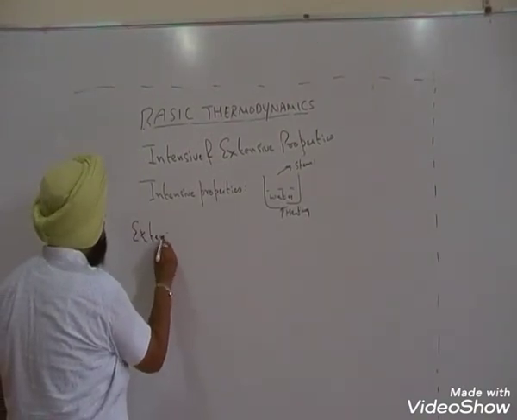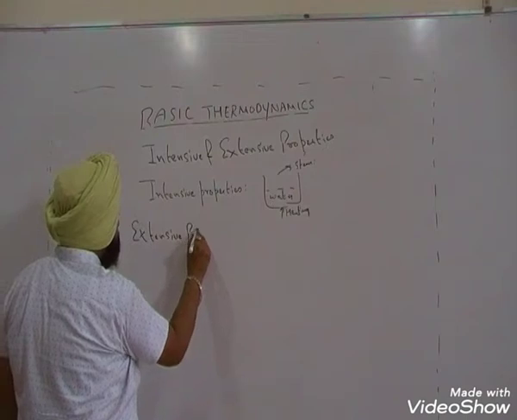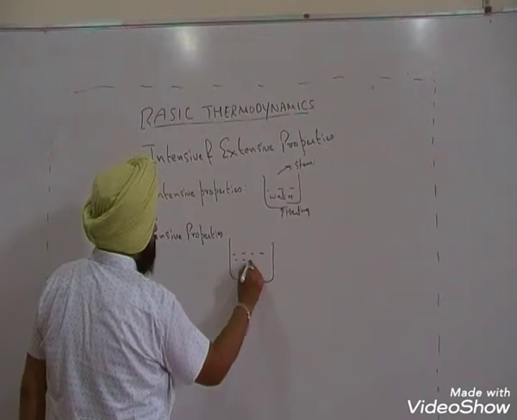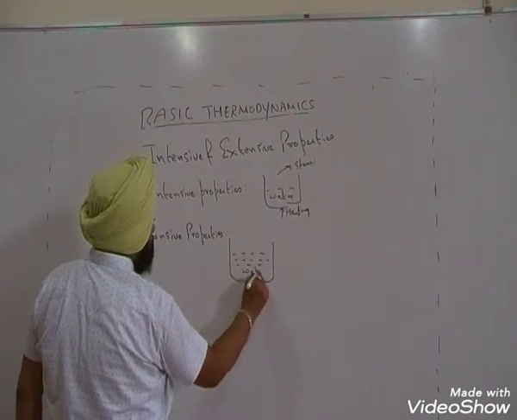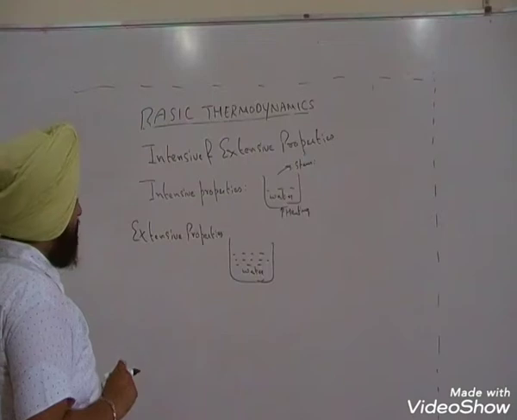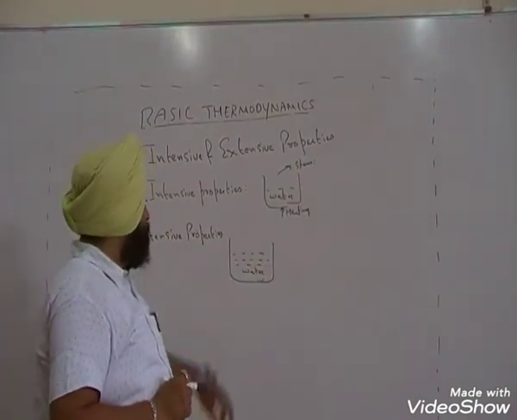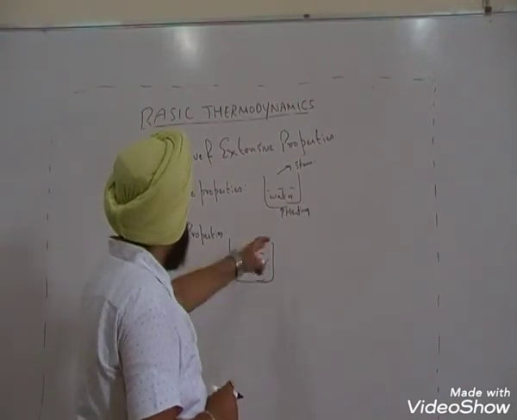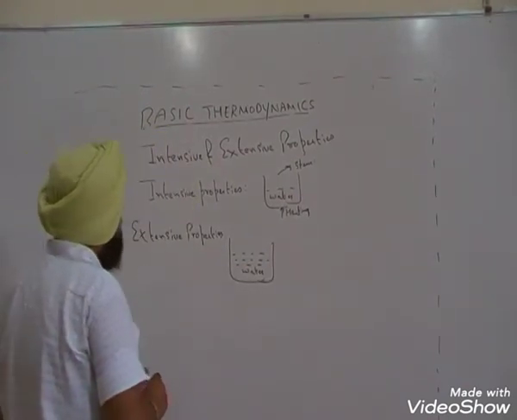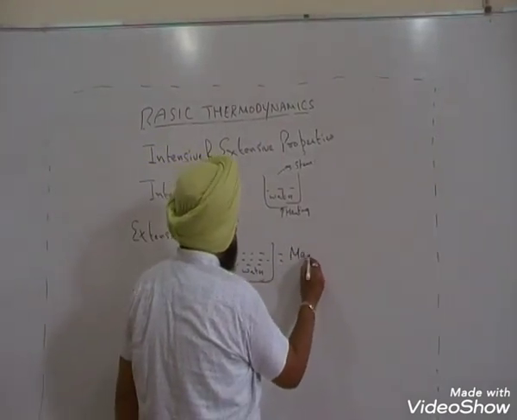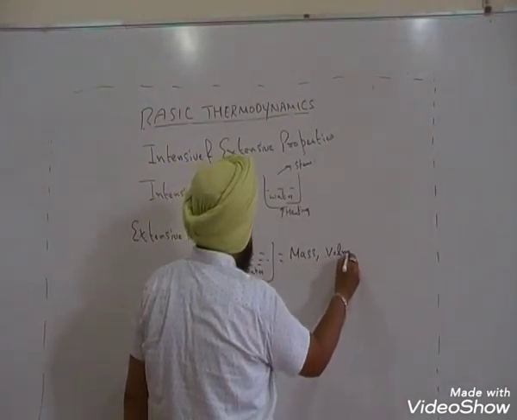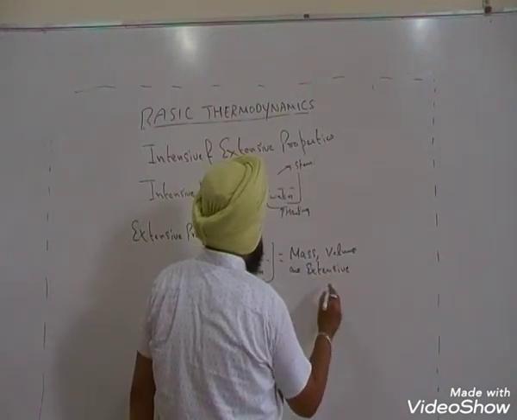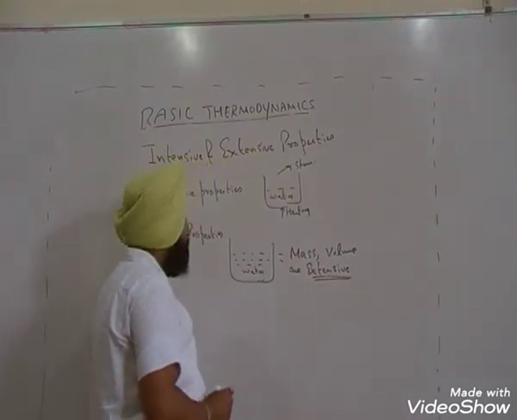Extensive properties. Water is there. It depends on the quantity. As you increase the water, its mass will increase, volume will increase. So what are the extensive properties? Mass, volume, all these are the extensive properties. So extensive properties depend on the quantity.